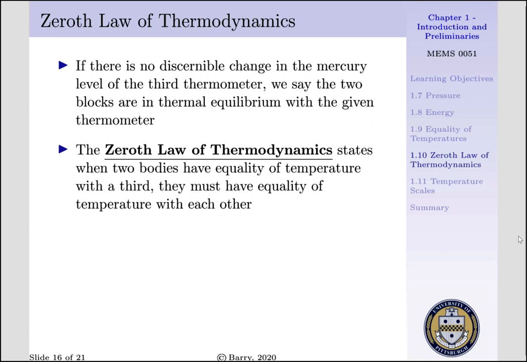Thus, the zeroth law of thermodynamics states that when two bodies have equality of temperature with a third, they must have equality of temperature with each other. This makes sense. If we place the thermometer on one block and it reads 25 degrees centigrade, and then we place that same thermometer on another block, which reads 25 degrees centigrade, we would assume those two blocks have equality of temperature with each other. That is, they are both 25 degrees centigrade.